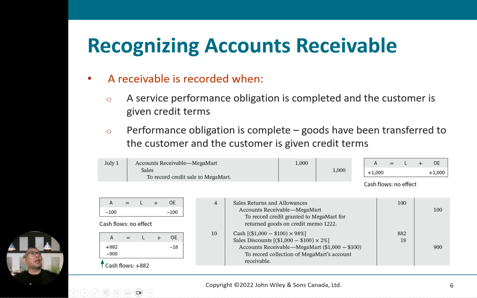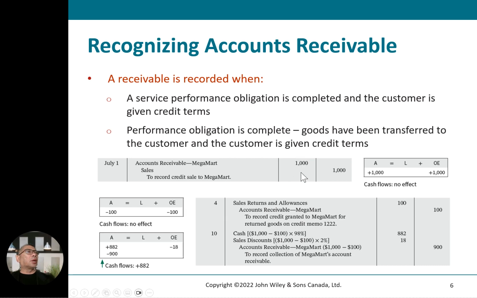Okay, let's look at the recognition of accounts receivable. A receivable is recorded when the service is performed and completed for the customer with given credit terms. The performance obligation is complete: goods have been transferred to the customer and the customer is given credit terms. What are those things? Again, here is July 1, accounts receivable, Mega Mart, $1,000, sales $1,000 as credit there.